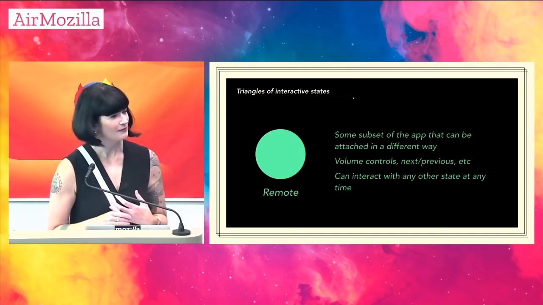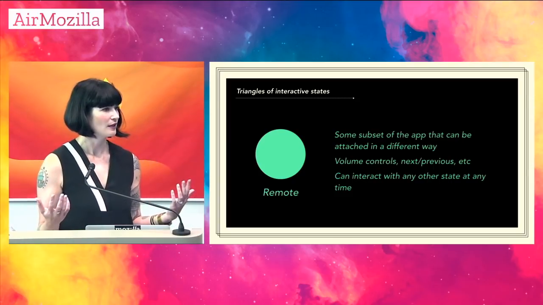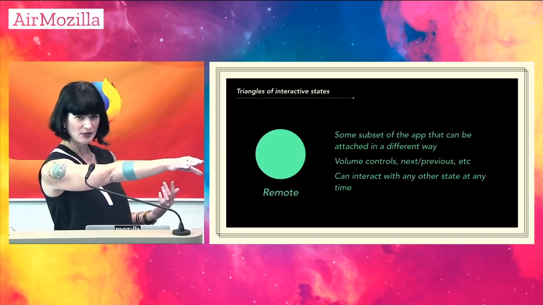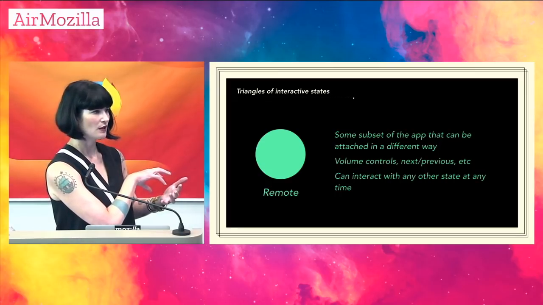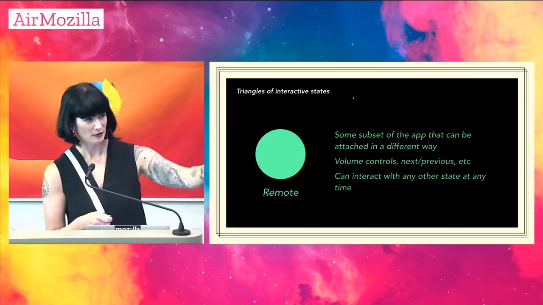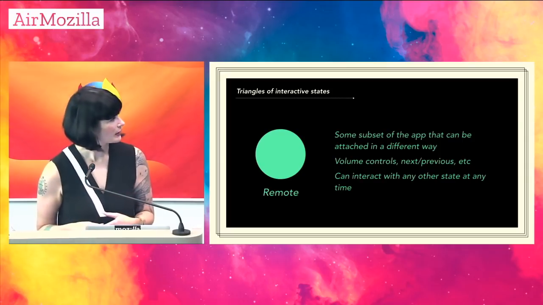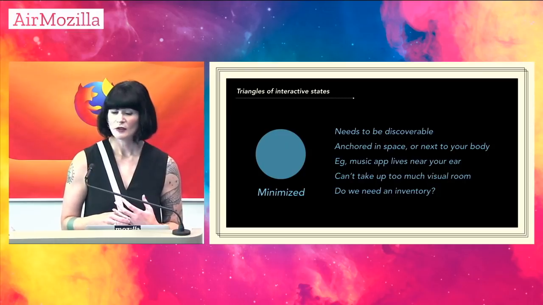Remote. This is basically like some subset of the app that is around. So if I have a thermostat app, the thermostat's over there and the UI is attached to the thermostat, but I want to have a remote version that's a smaller version, something that's part of that larger app, and maybe could even go back to that app, back and forth, but I'm only working with a subset at a time. And then minimized. It needs to be discoverable, right?